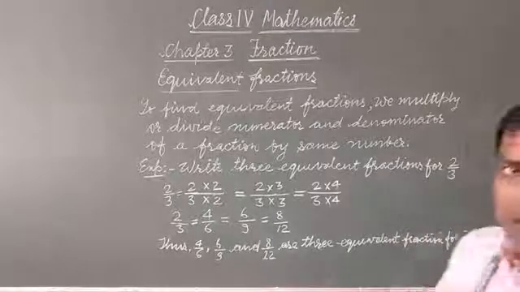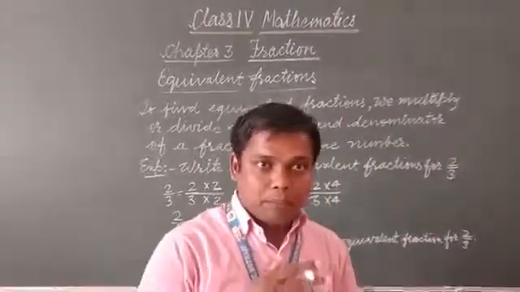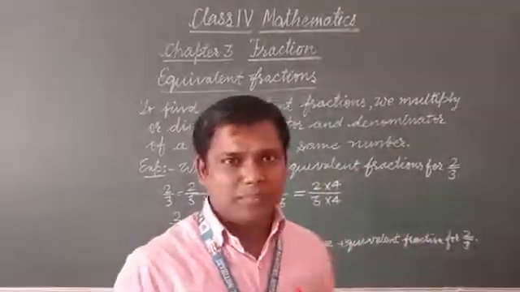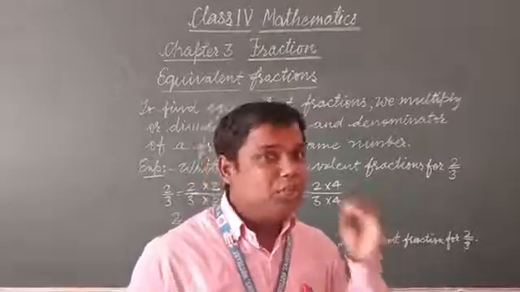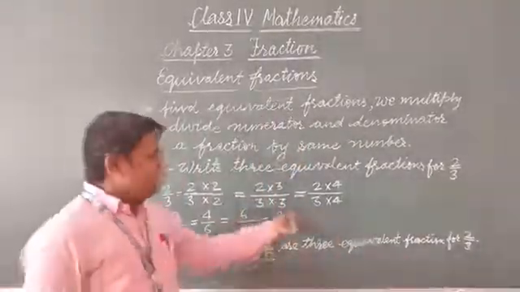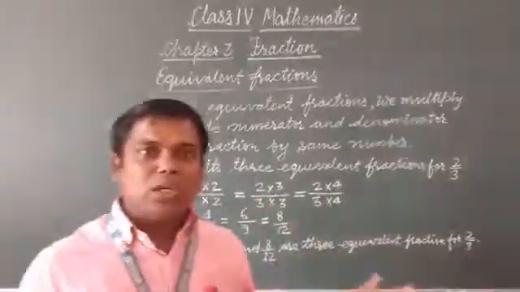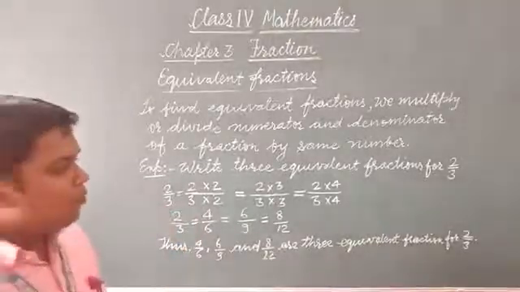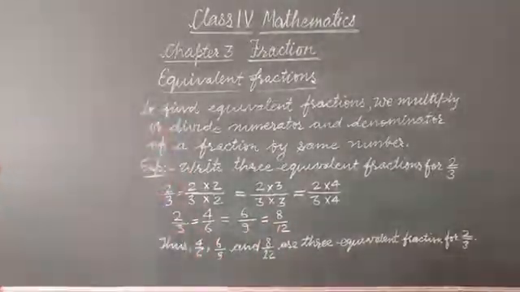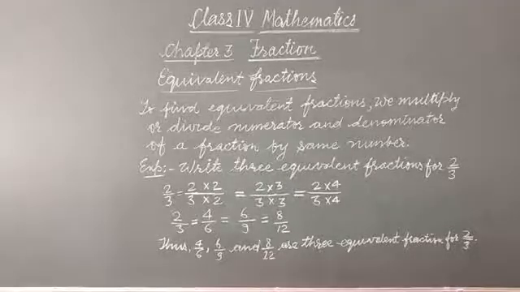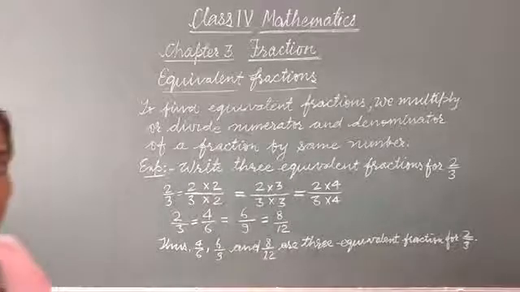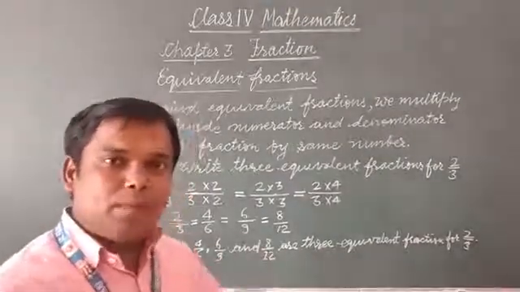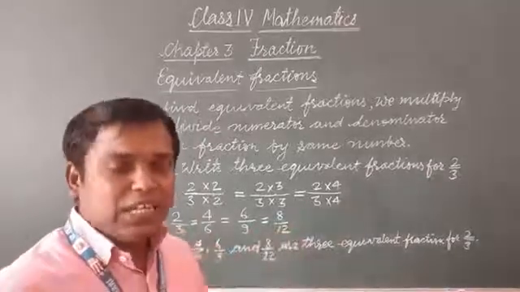Means we can multiply the numerator and denominator of the given fraction by the same natural number. Remember, except 0. We cannot multiply by 0, otherwise the denominator will become 0, which is not a fraction. Okay, so this is the way to write the equivalent fraction for a given fraction. I hope you understood. Now I am going to tell you, when we divide the numerator and the denominator of a given fraction, even then we can get the equivalent fraction.